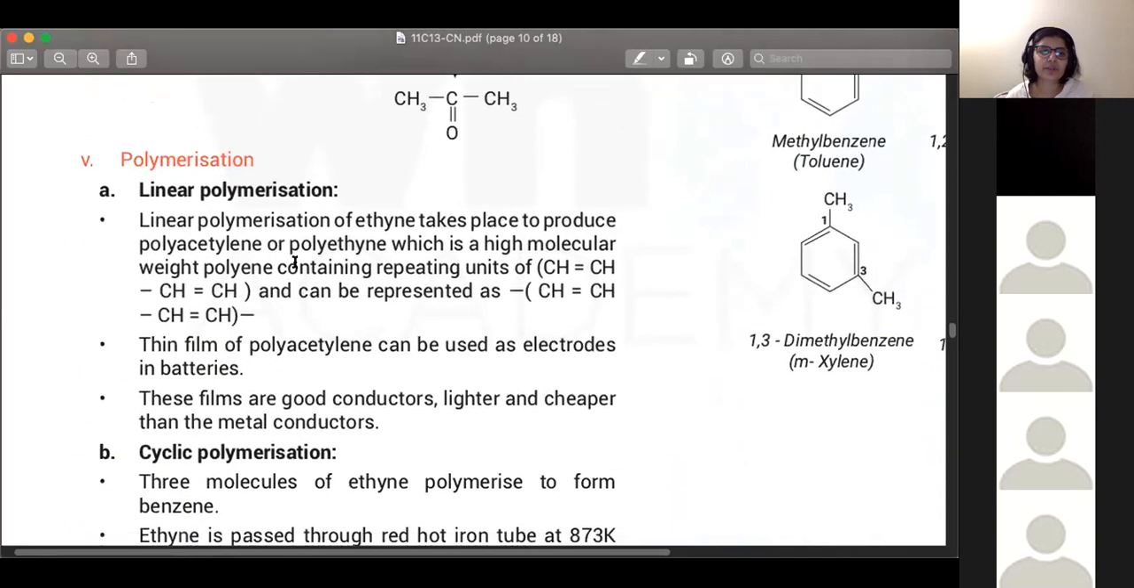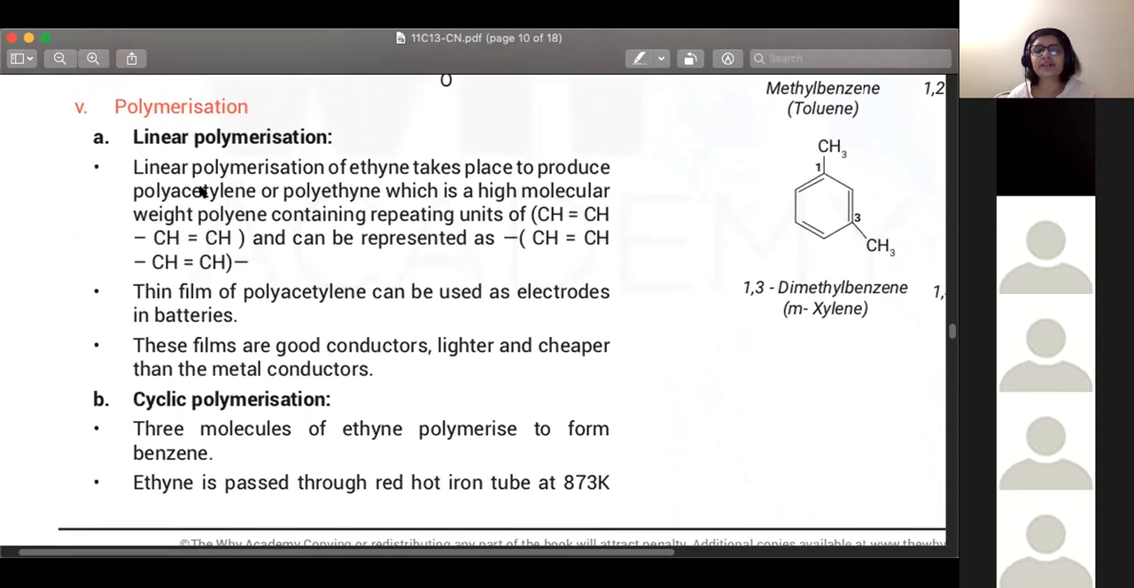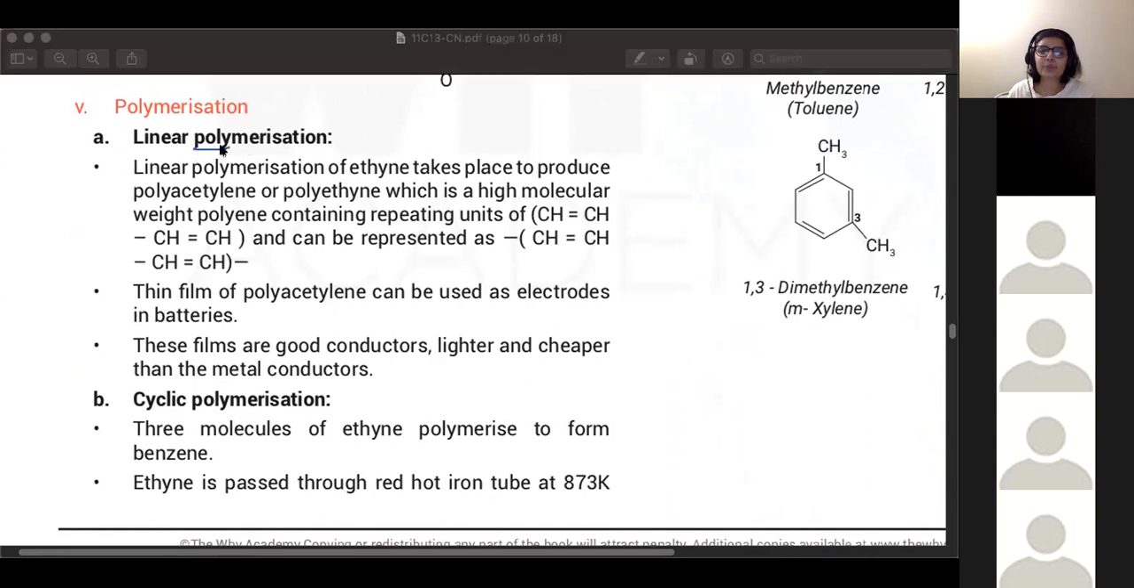And then we've got polymerization. Polymerization is nothing but a single molecule becoming a polymer, a single molecule becoming multiple of itself. There are two types of polymerization: linear polymerization and cyclic polymerization. If the single molecule is turning into multiple of itself in a straight line, that would be linear polymerization.